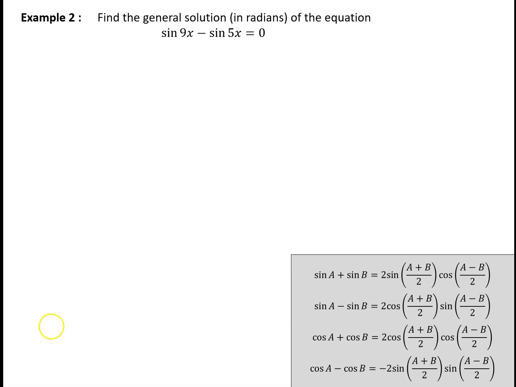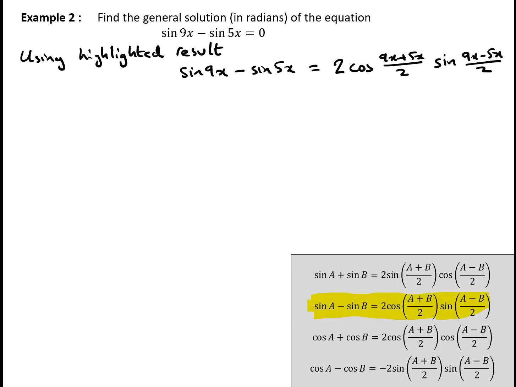First example then, we're going to try and find the general solution in radians of the equation sin 9x − sin 5x = 0. Well, we've got the factor formulae down at the bottom of the page. We can see that sin a − sin b is 2 cos((a+b)/2) sin((a−b)/2). So, using that result, I can rewrite sin 9x − sin 5x as being 2 cos((9x+5x)/2) sin((9x−5x)/2). In other words, 2 cos 7x sin 2x.